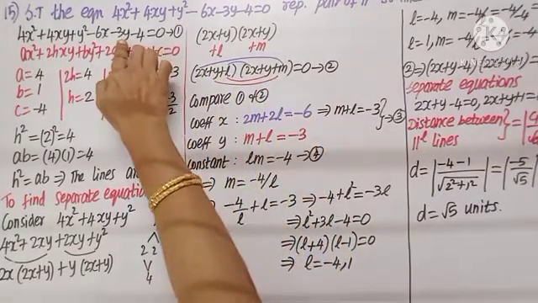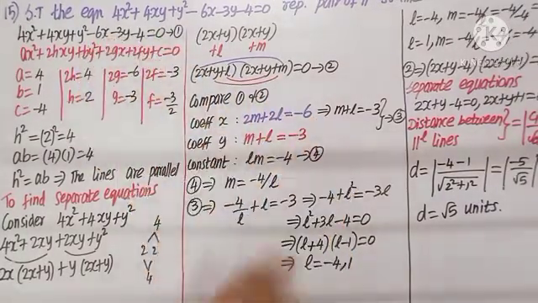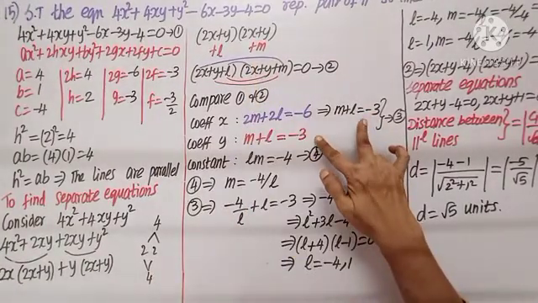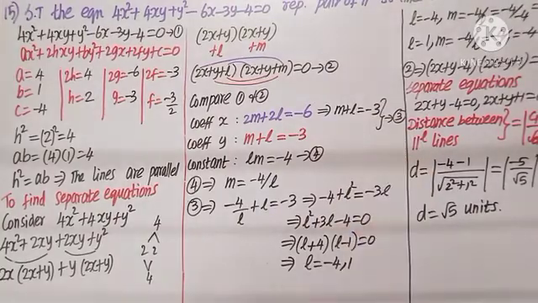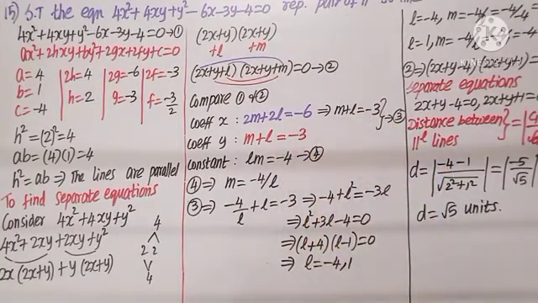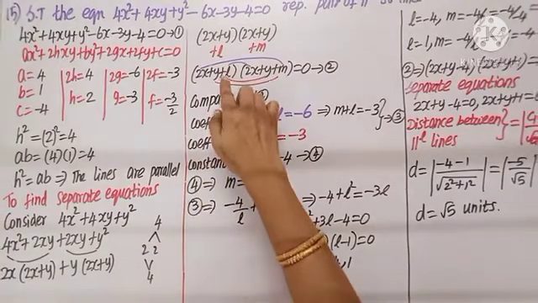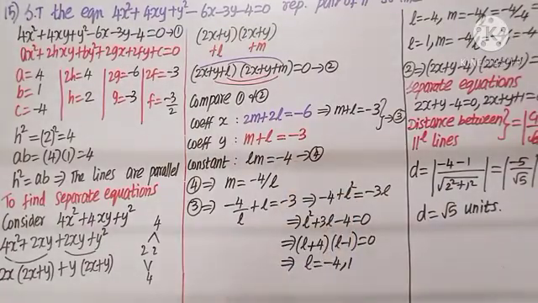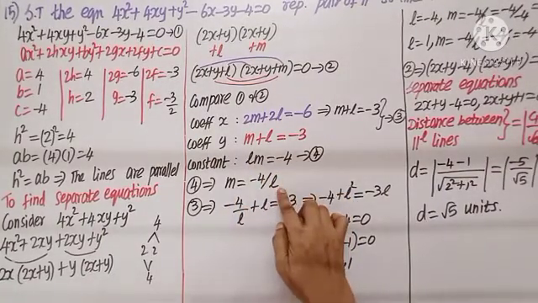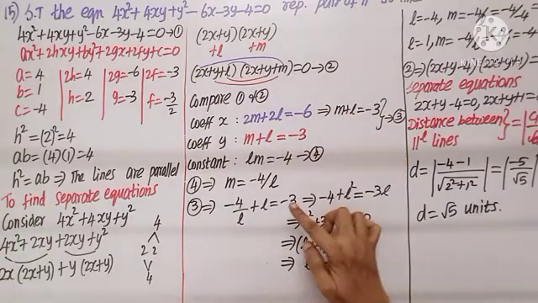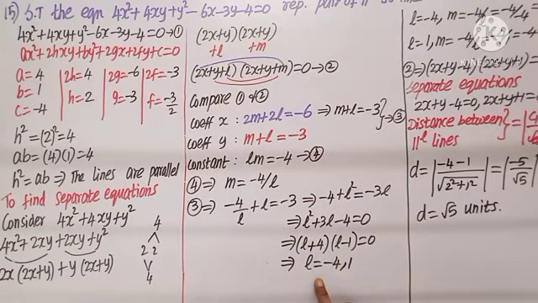Coefficient here for y is minus 3. As we know, parallel lines give us the same equation as we cancel. So this and this are one and the same, call it number 3. Constants: when I compare, L into M is minus 4. From here, M is minus 4 by L. Putting M back in the third equation and cross multiplying, we get L value is minus 4 and 1.